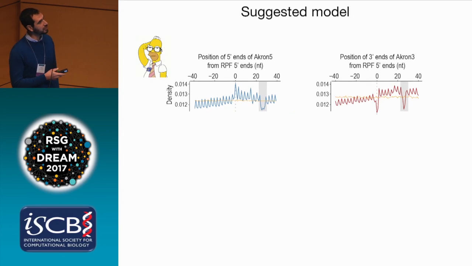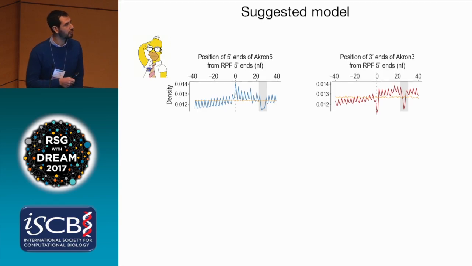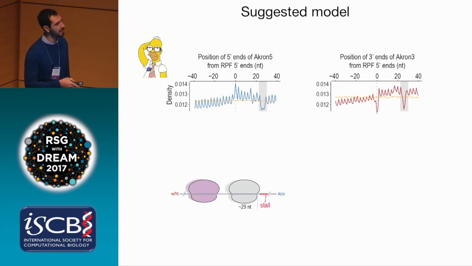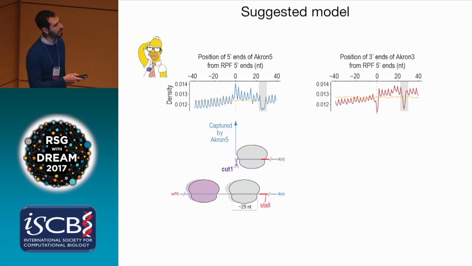So as I said, there are a lot of things going on in this plot, and we put a lot of thought into devising a model, a mechanism, that would explain the peaks that we see in these plots. In hindsight, the model is quite simple. We assume that as the ribosome translates the mRNA, at some point there is a stall. When this stall happens, the ribosome triggers an upstream endonucleolytic cut. This fragment that is created has a poly-A tail, so it's captured by the ACRON 5 protocol. And the 5' end of this fragment coincides with the 5' end of the ribosome profiling data. So that's why we see this peak at position 0.